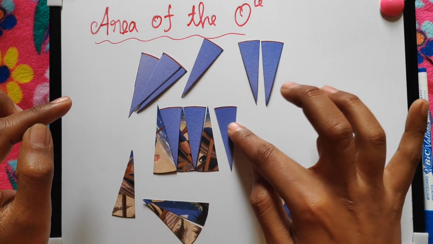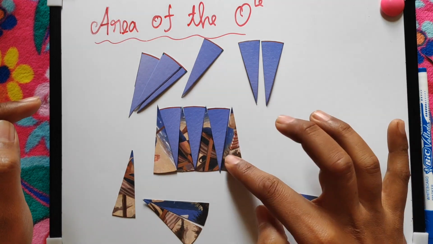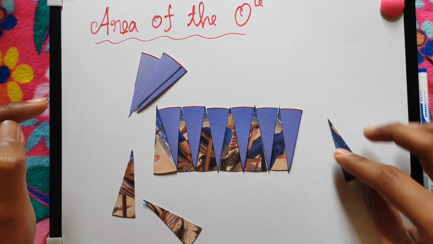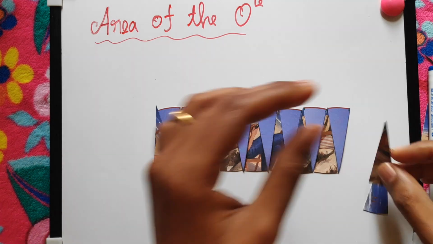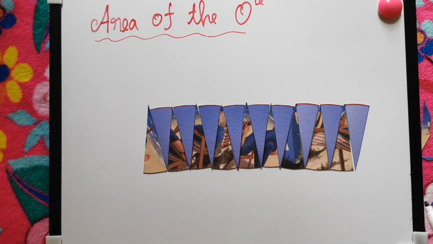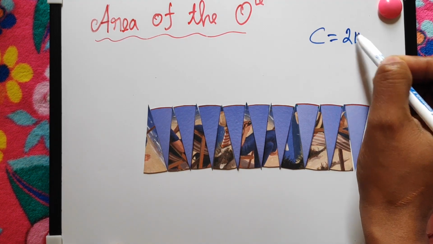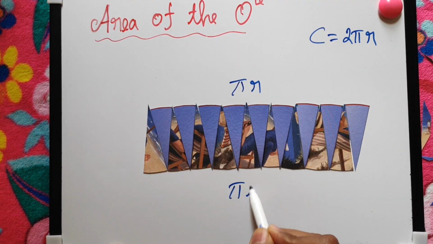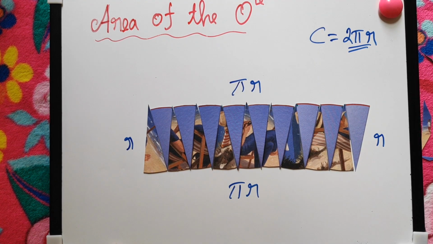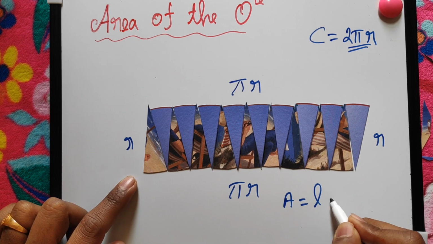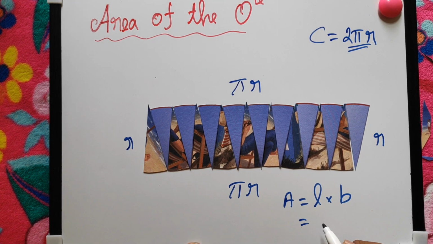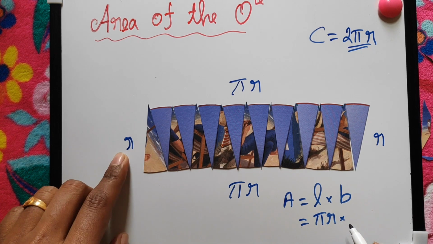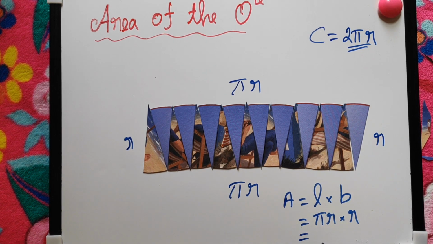We are forming the rectangle by using these equal pieces, where we can visualize the length of the rectangle is nothing but pi r and the breadth of the rectangle is r. So pi r, and the breadth is r. The area of the rectangle is length into breadth. Our length is pi r, breadth is radius r. If you multiply, we will get pi r square. That's it.